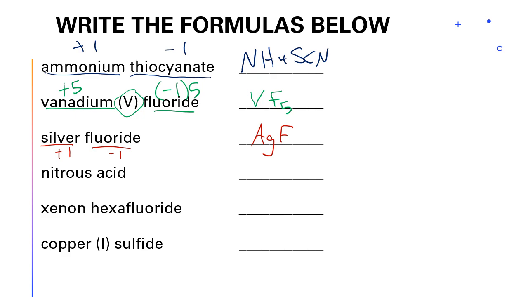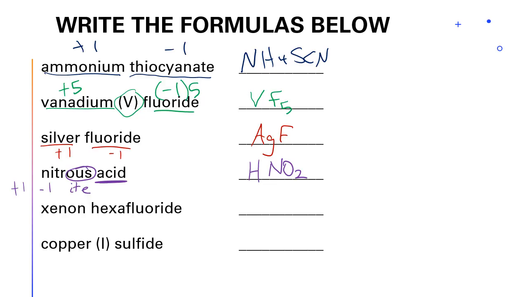Next, we have nitrous acid. Ooh, I see the word acid. Acid will start with hydrogen. I might grow humongous, so nitrous comes from nitrite. Nitrite is NO2. The charge on NO2 is -1. The charge on hydrogen is +1. Those charges cancel out, +1, -1, so we're done with HNO2.